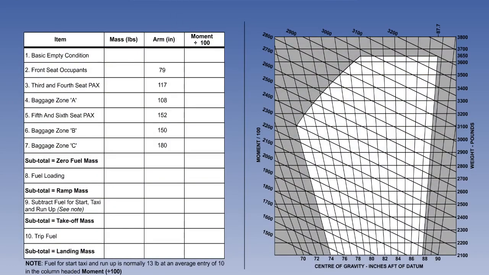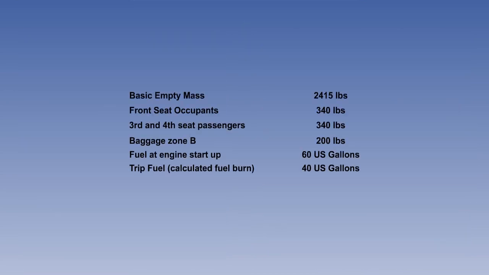Using the data of the single engine piston in CAP 696, we're going to complete a loading manifest shown on section 2, page 3, figure 2.4, and then plot the centre of gravity in the envelope shown on section 2, page 4, figure 2.5, checking that the mass and centre of gravity are within the limits shown on section 2, page 1 of the CAP. For this exercise, we will use some fictitious data to input into the loading manifest.